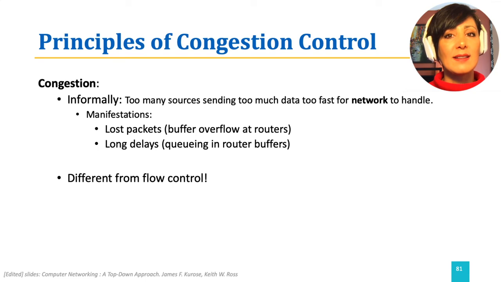Please note that congestion control is different from flow control. In flow control, the sender controls the rate of transmission so that it can prevent overwhelming the receiver. In congestion control, the sender will try to control the data it's sending to avoid causing congestion within the network on the path to destination.